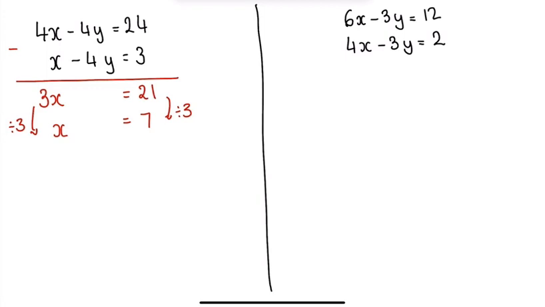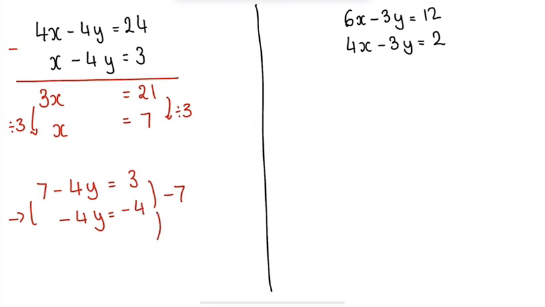If I substitute that in, I've got 7 minus 4 lots of y equals 3. Now if I solve that, I first want to get rid of that 7 by taking it away from both sides. So I'm left with my -4y, and that then leaves us with -4. And then I'm going to divide both sides by that -4 to get rid of it. Now -4 divided by -4 gives us a +1.